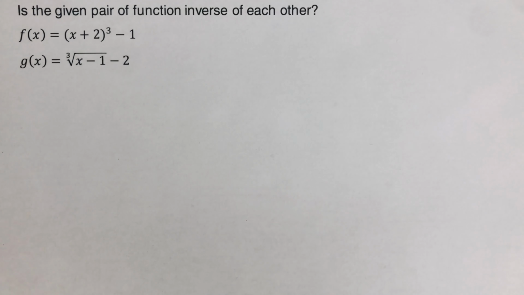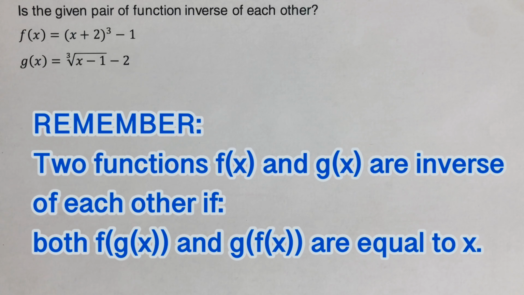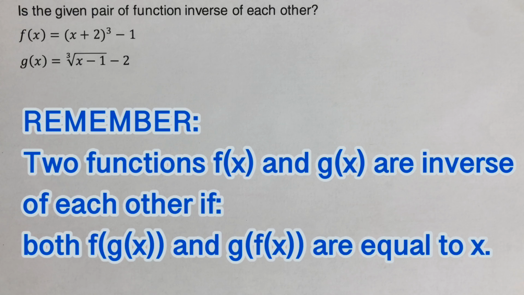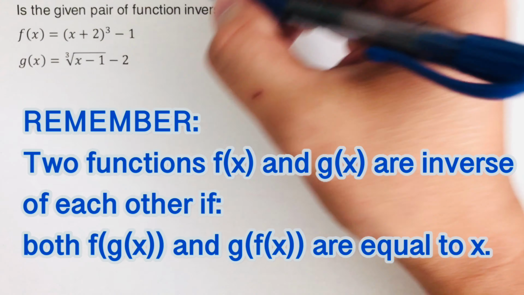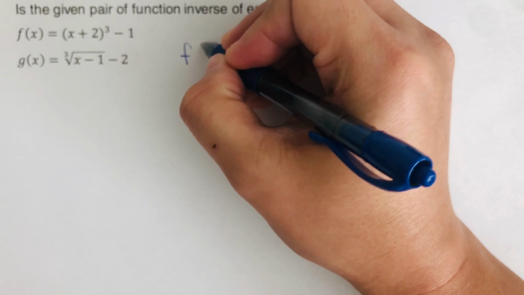Okay, so we go over the problem here. Again, we remember that two functions f of x and g of x are inverses of each other if both f of g of x and the g of f of x are equal to x. So in this case right here, we're going to start with f of g of x.